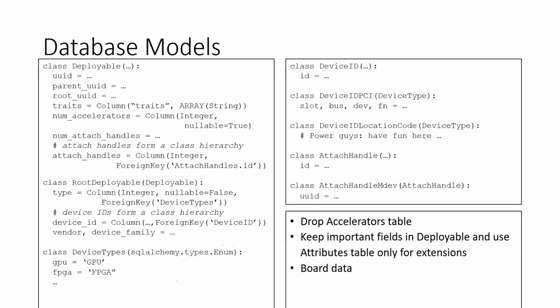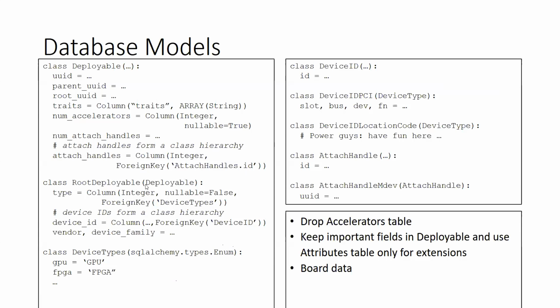I have a feeling the root deployable is kind of redundant here, because first of all, our accelerator table can serve the purpose. The other thing is, if you just want to keep another deployable as a root in the tree structure, you just use another deployable, and all the other children just have a pointer in their root UID, and that's it.